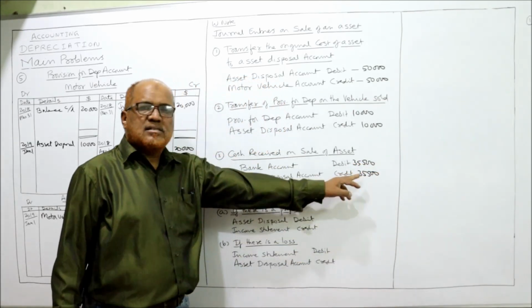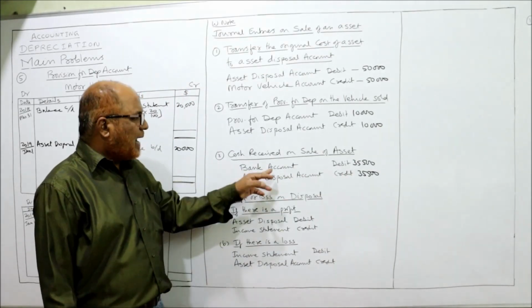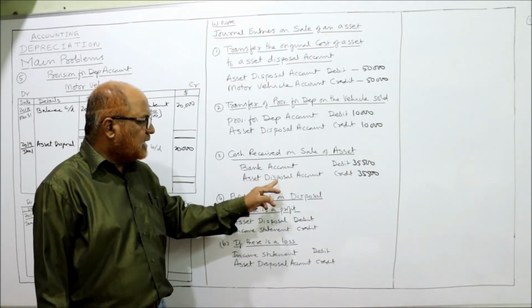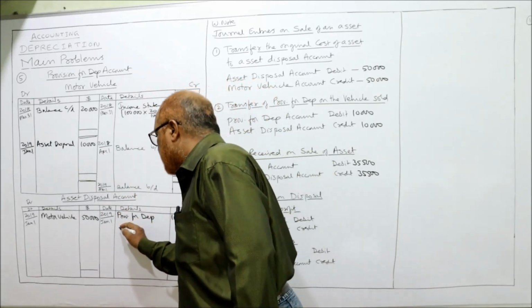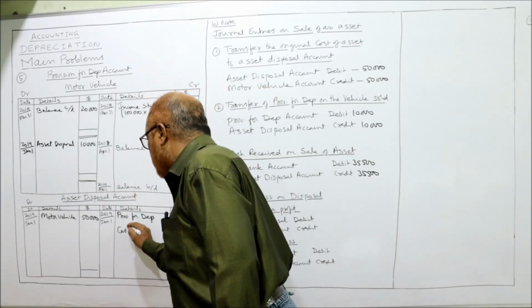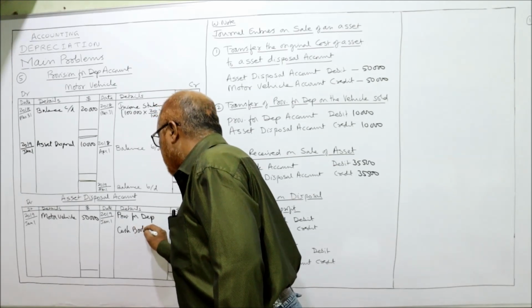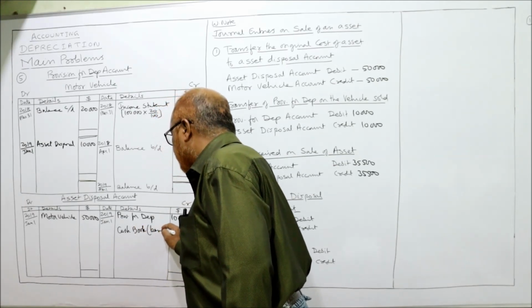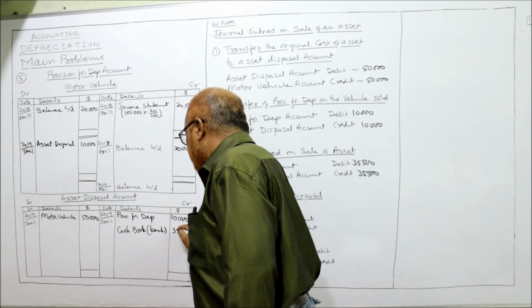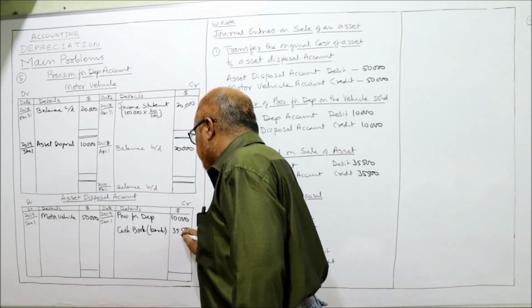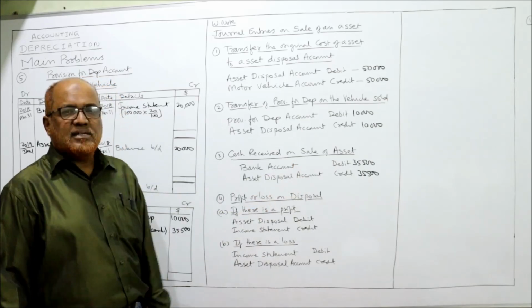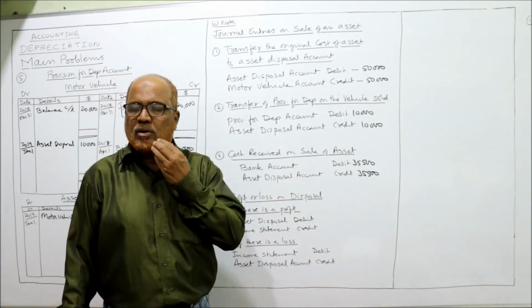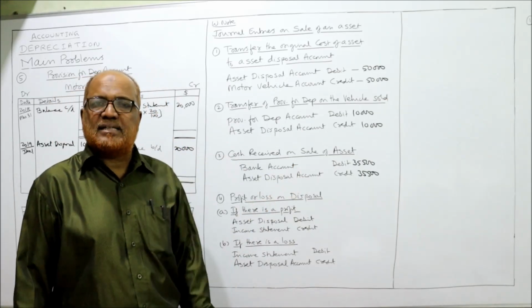For this price, 1 vehicle was sold. The bank account we don't have, but asset disposal should be credited. On the credit side of asset disposal, I am writing cash book, and in bracket you can write bank. How much amount is received? 35,500. Now the next entry is profit or loss on sale of this asset.